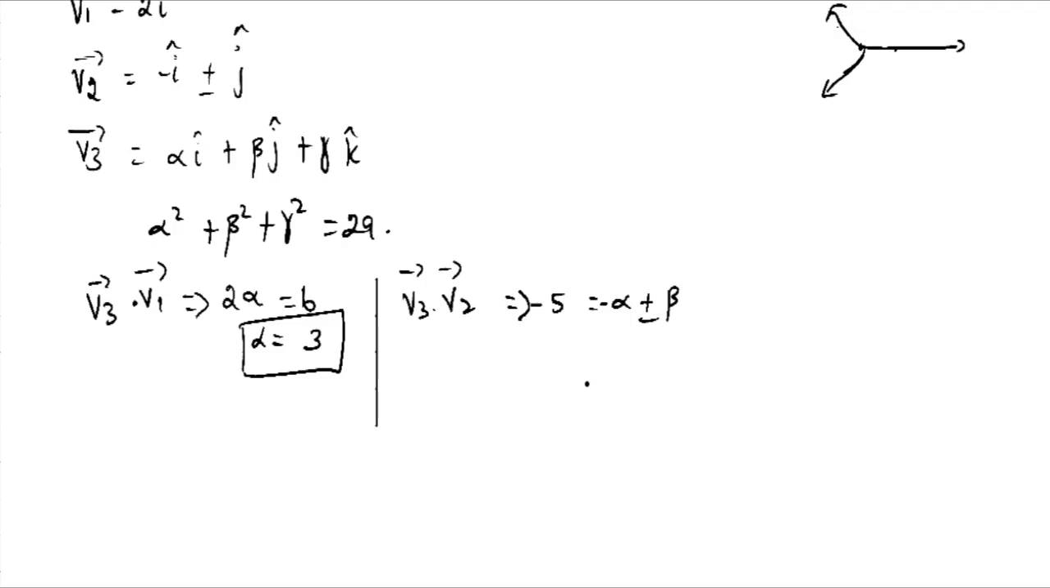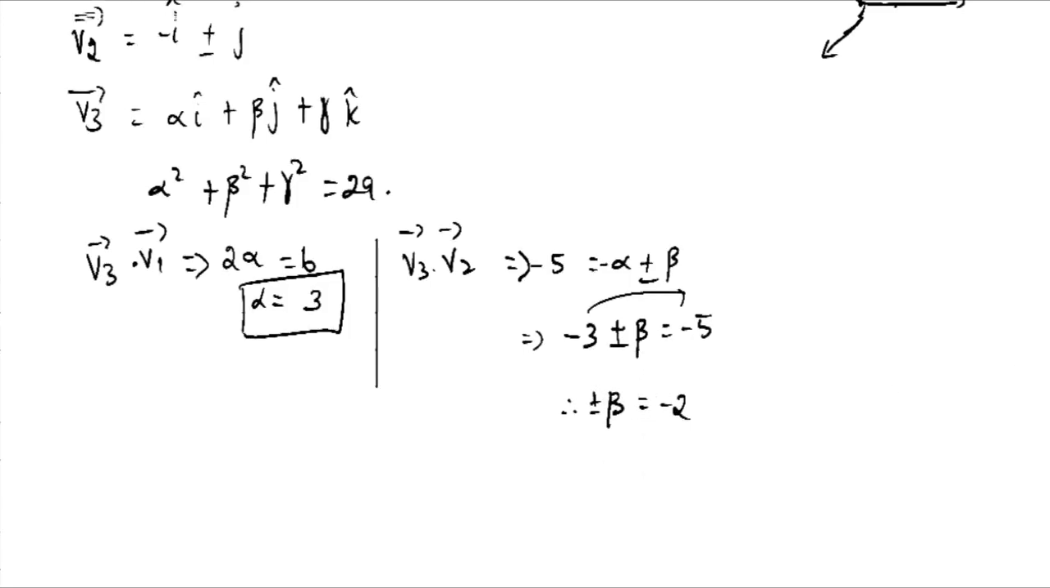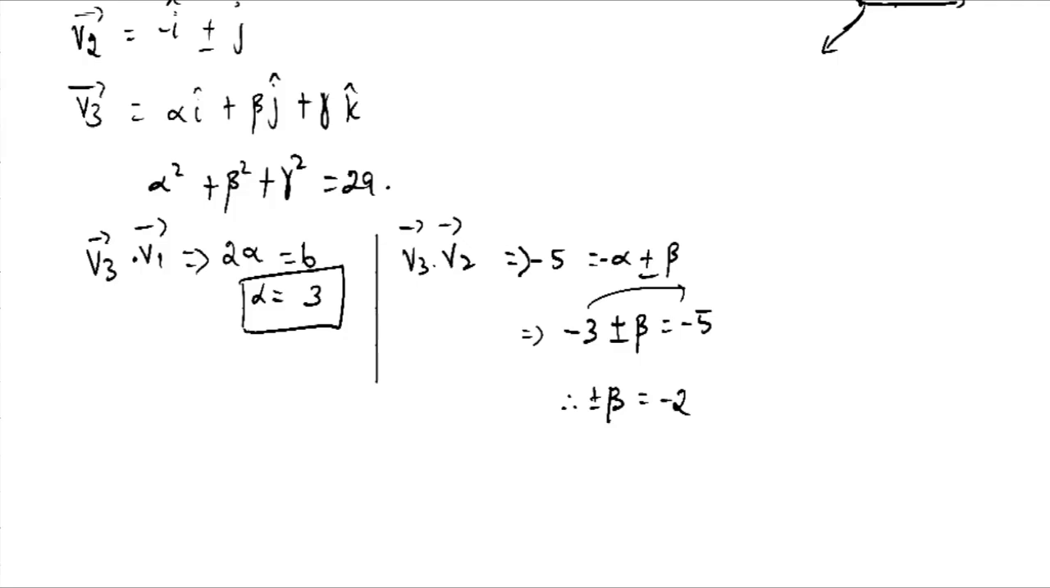So I'm going to equate this one. We already found that alpha value equal to 3. So -3 plus or minus beta equal to -5. Therefore beta equal to -5, this value goes to the right hand side, it will become plus, so -5 plus 3 equal to -2. Okay students, so this one is plus or minus beta, so the value is beta equal to plus or minus 2, because maybe we will get both answers.